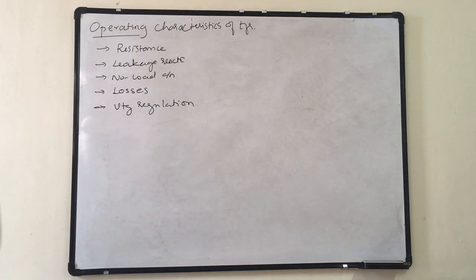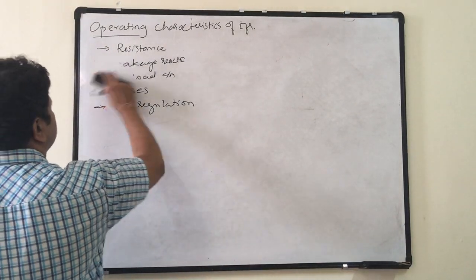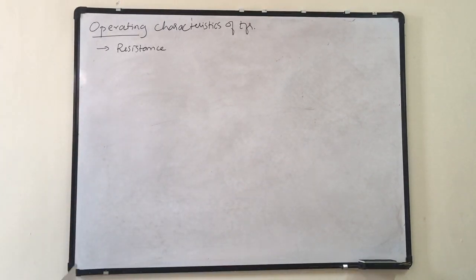So first we look into the resistance. Then we'll move to leakage reactance. Once I get these two, automatically voltage regulation we will get. It is easy to get the voltage regulation.